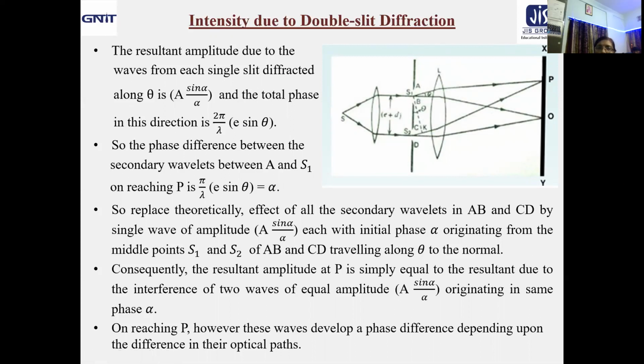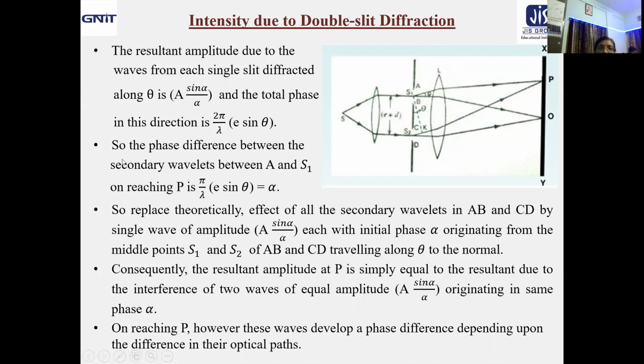But before that, let us consider the fact that out of each single slit, the resultant amplitude corresponding to each single slit is A sine alpha by alpha. Similarly, here A sine alpha by alpha, and the corresponding phase difference between them is 2 pi by lambda into E sine theta.